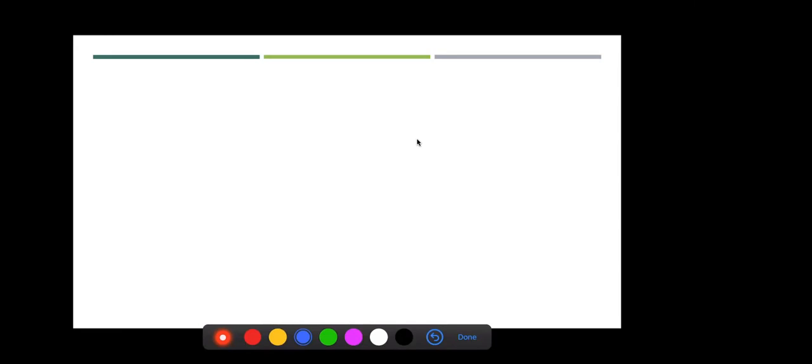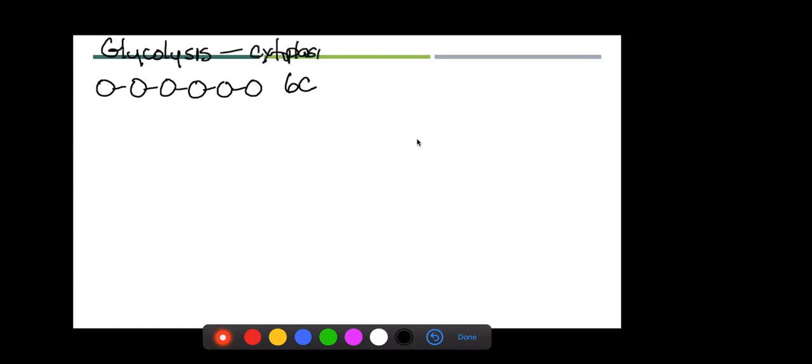Okay, so with glycolysis, what I'm going to do is start off with 1, 2, 3, 4, 5, 6 carbons. So again, this is glycolysis, split our sugar. This is happening in the cytoplasm. It does not require oxygen.